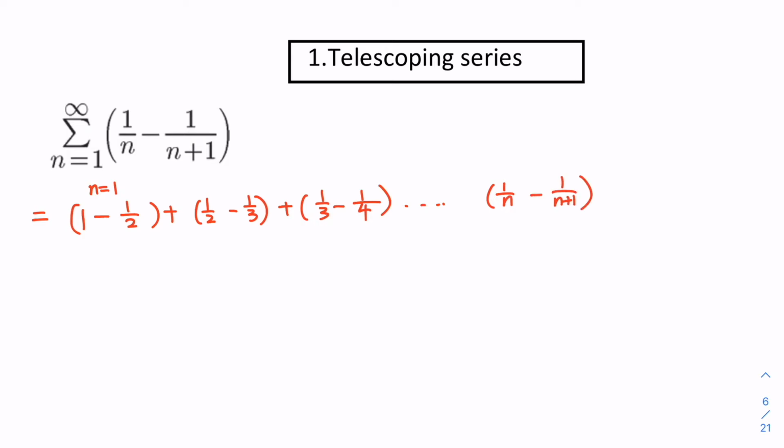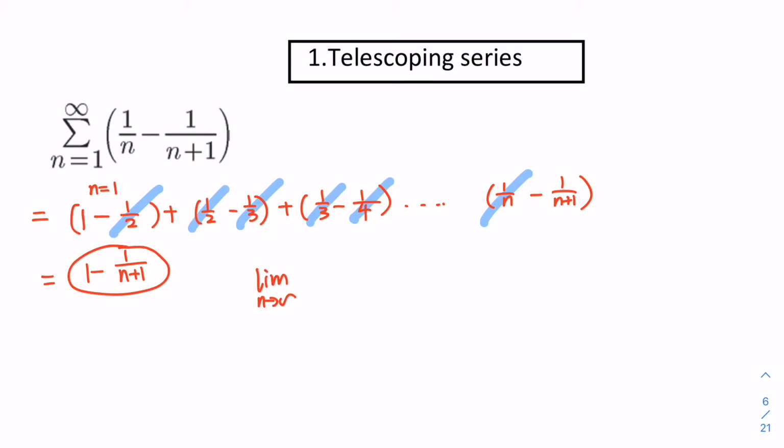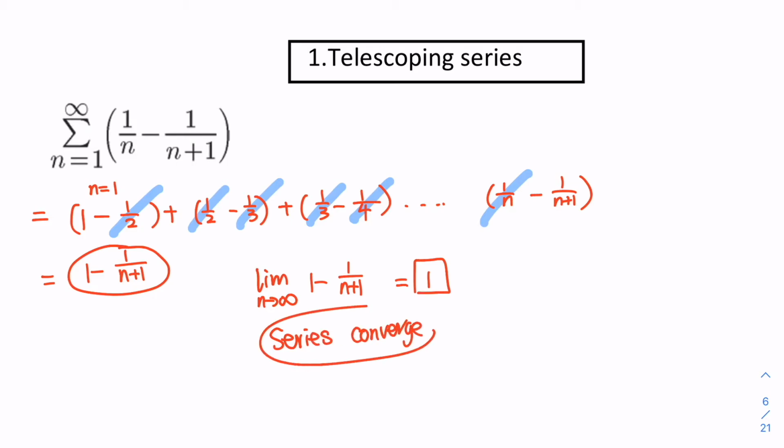So as you can see, the 1 half, 1 over 3, and everything is cancelled. And the last term left will be 1 minus 1 over n plus 1. So basically, this is the nth partial sum. And then we look at the limit as n goes to infinity, 1 minus 1 over n plus 1. As n goes to infinity, this gives us 1. Because the sum goes to 1, so the series will converge.